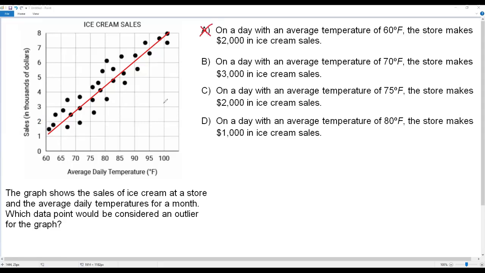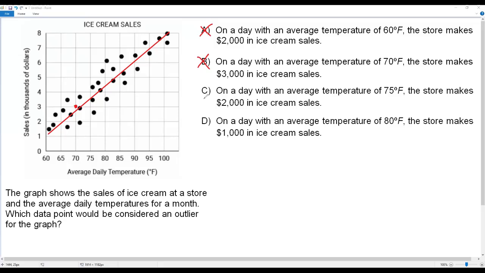Okay, now let's consider option B. 70°F, $3,000. This $3,000 can be written as 3. Then we get the point 70, 3. Okay, now let's plot the point 70, 3 over here. So we have to take 70 on the horizontal axis, 3 on the vertical axis. Then we get the point 70, 3 over here. So this point is also close to the line of best fit. So this cannot be the outlier. So we can reject option B.